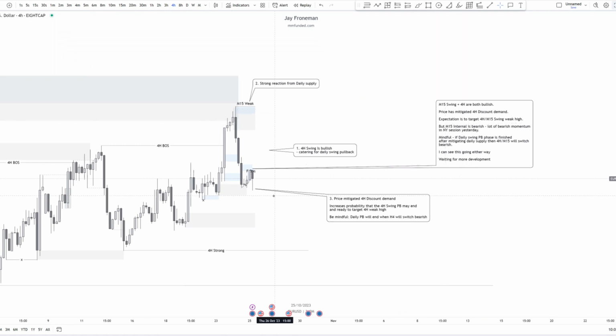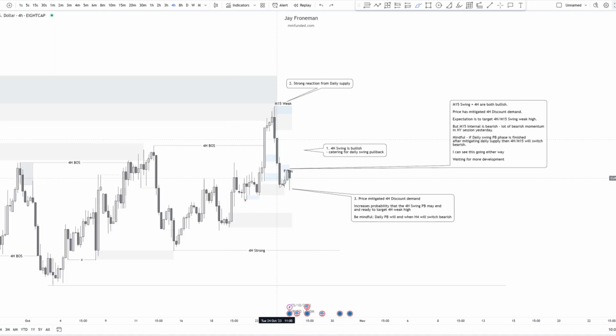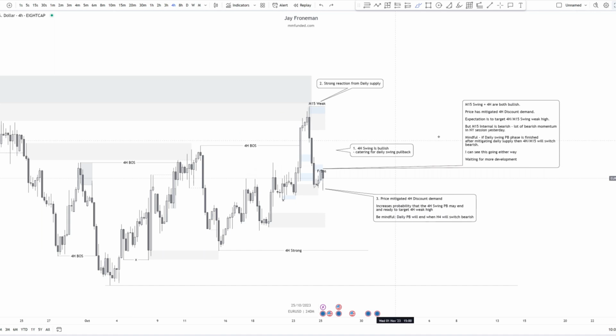Price has mitigated the 4-hour discounted demand, which again, if we take our premium and discount from that 4-hour low to the 4-hour high, we have equilibrium, premium, and discount. We've now mitigated discount. So the eventual expectational order flow from here is to target these 4-hour weak highs. But this is where we need to keep in mind, if the daily swing pullback phase is finished after mitigating the daily supply, then the 4-hour and the M15 will shift bearish, and the expectational order flow then is to continue targeting these daily weak lows.